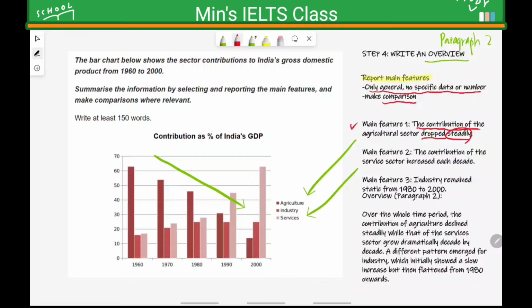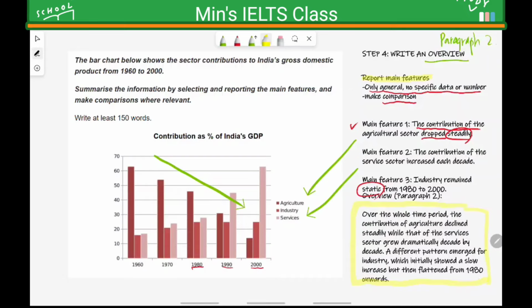And lastly, main feature 3: industry remained static from 1980 to 2000. So basically, the numbers for 1980, 1990, and 2000 for industry remained static, didn't change a bit. So it didn't play a huge role in India's economy. And now, when we have everything put together, we have this paragraph.